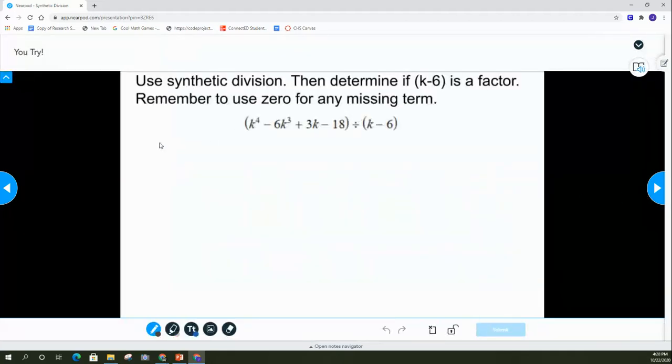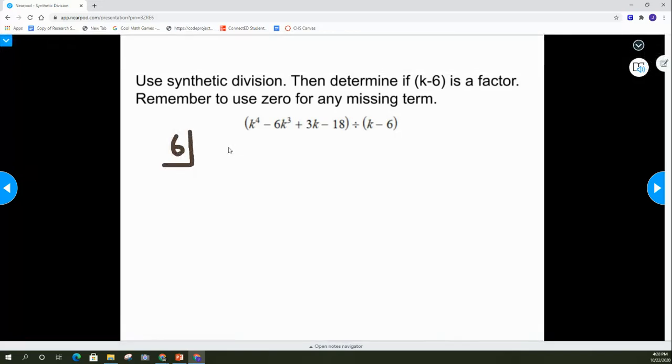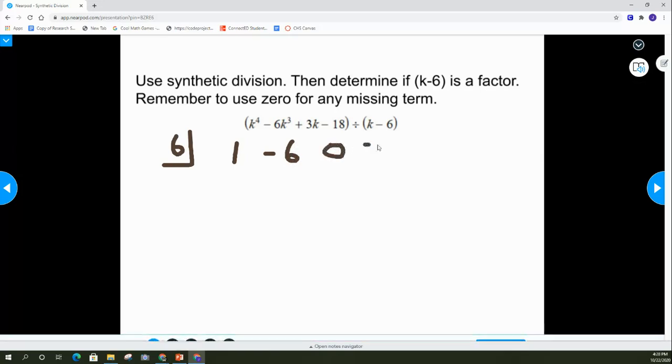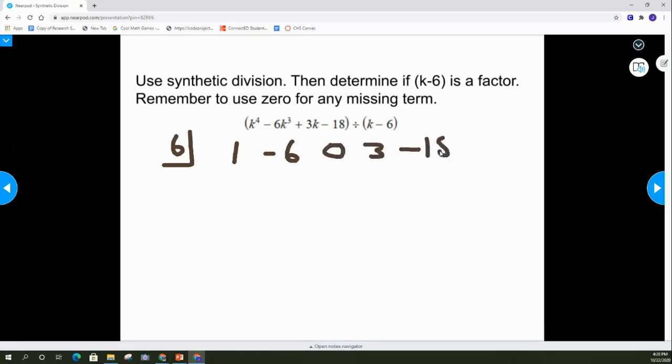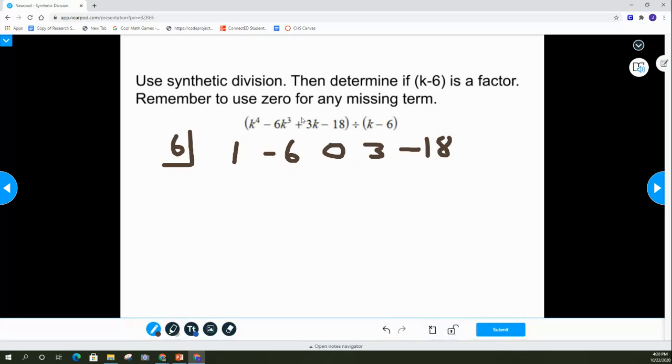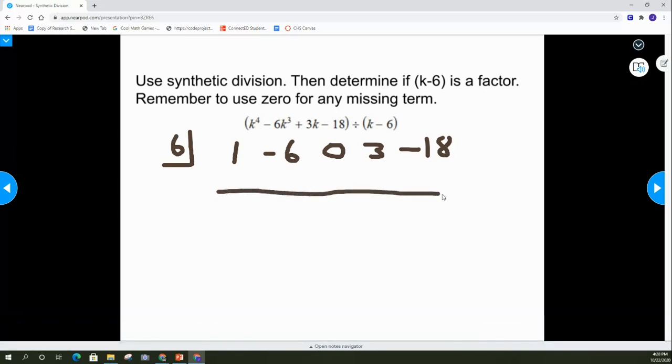All right, now we have this example here. So I set it up. I put 6 in my divisor box. Set it up: 1, negative 6, 0, 3, negative 18. Why did I put the 0 right there? Because there's no k squared term. There's no quadratic term, so I need to put a 0. All right, bring down the 1, multiply, add, multiply, add, multiply, add, multiply, and I get a remainder of 0.